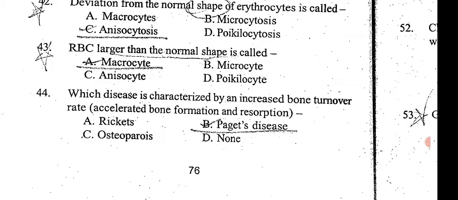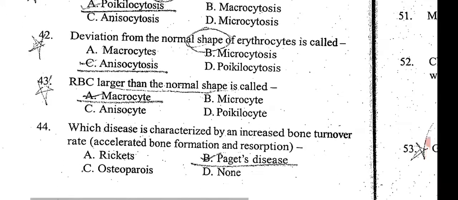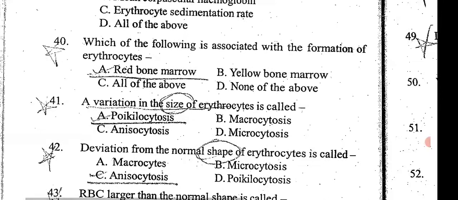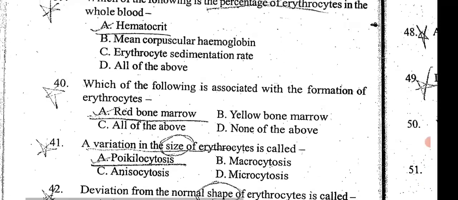Macrocyte is a red blood cell larger than the normal size. Anisocytosis is change in size of red blood cells. Poikilocytosis is change in shape of erythrocyte. Change in size, anisocyte. Change in shape, poikilocyte. Red bone marrow is the area where red blood cells are formed.